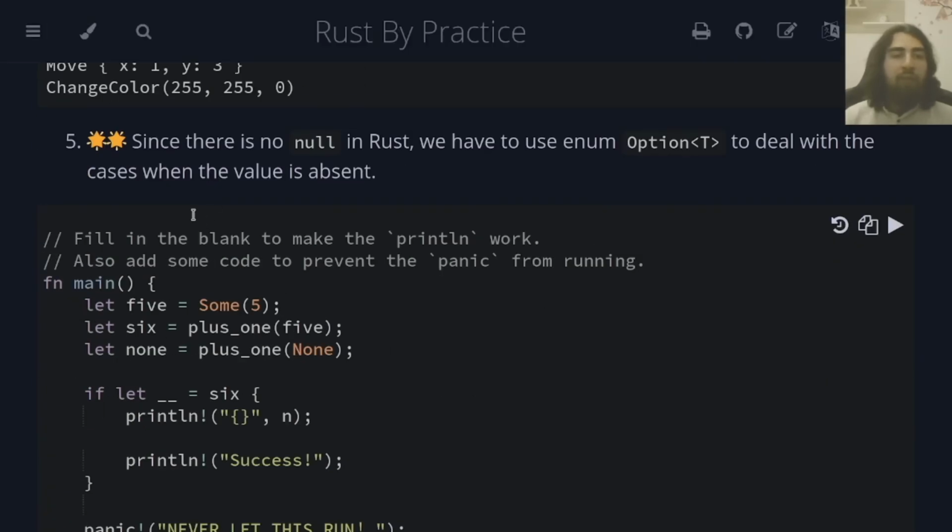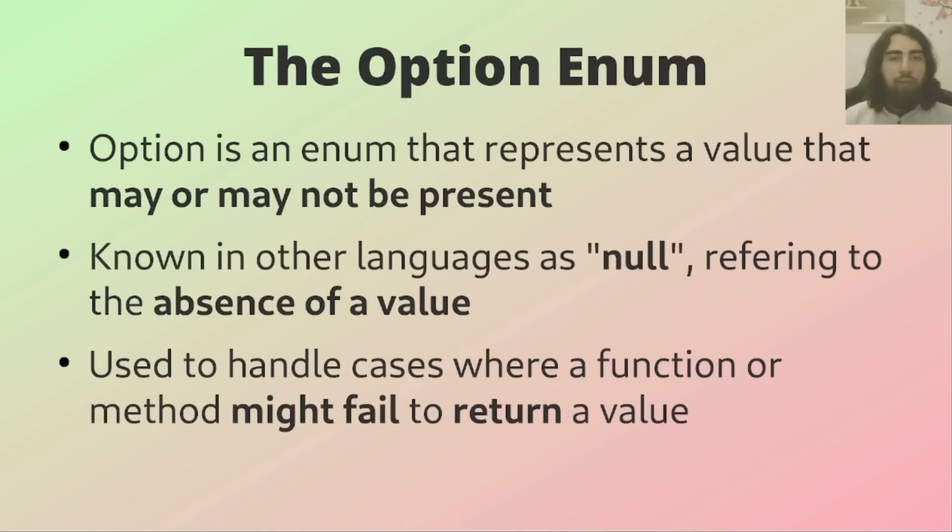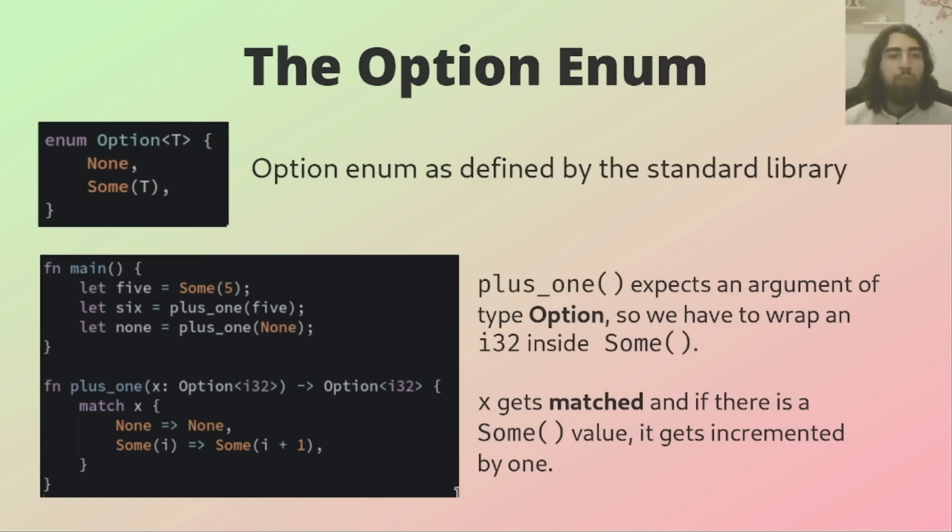So let's see exercise 5. Since there is no null in Rust, we have to use enum Option to deal with the cases when the value is absent. And I want to show you some slides for that. So the Option enum. Option is an enum that represents a value that may or may not be present. It's known in other languages as null, and it's referring to the absence of a value. It's used to handle cases where a function or method might fail to return a value.